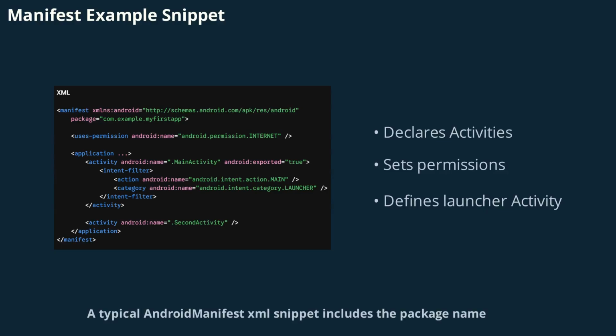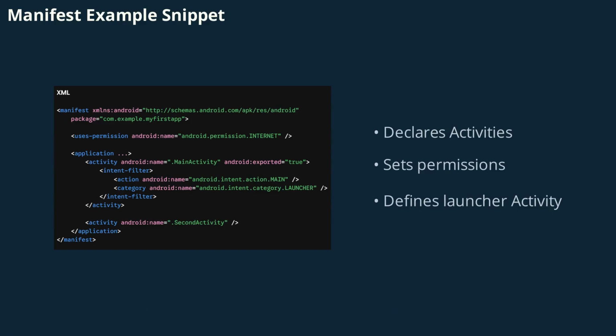A typical Android manifest XML snippet includes the package name, permissions like internet, and declarations for each activity. For example, the main activity is marked as exported and set as the launcher activity, so it opens when the user taps your app icon. Other activities, like the second activity, are also listed to ensure smooth navigation and functionality.